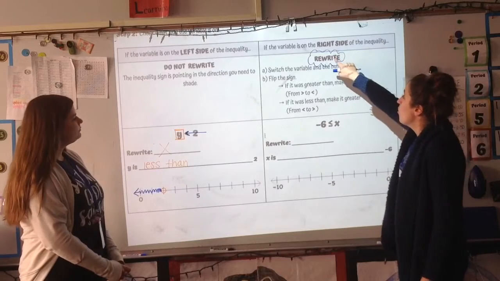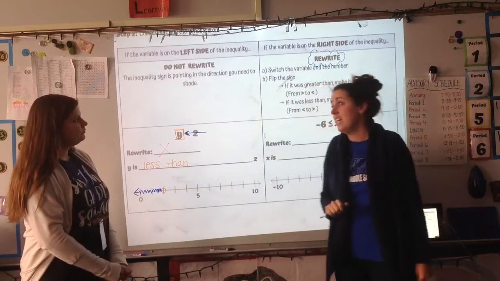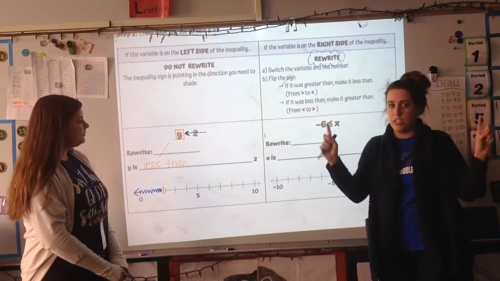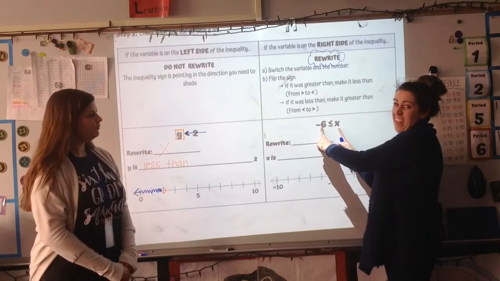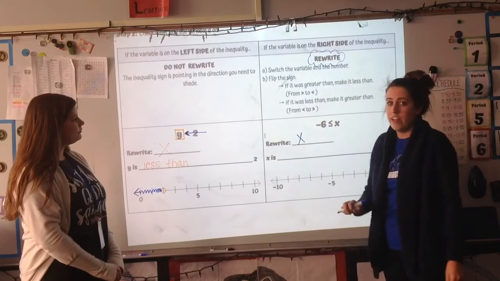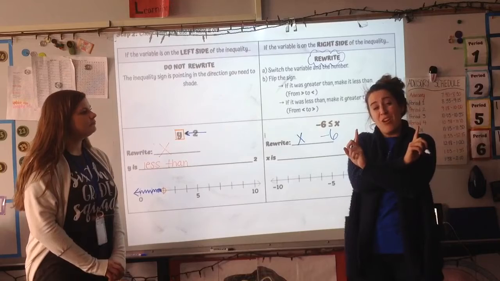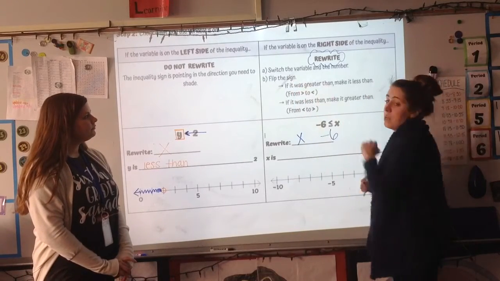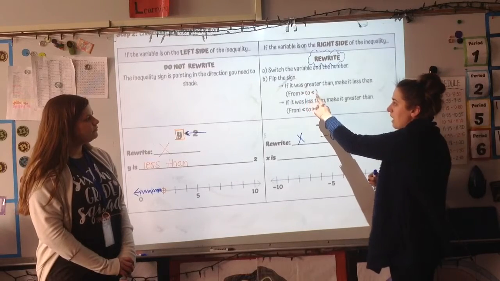Okay? We have to rewrite it so that it looks like this over here where the variable is on the left side. The first thing that we're going to do is switch the variable and the number. We're just flip-flopping them. Right now it's -6 on the left and the x is on the right. We're going to flip-flop those. I'm going to write the x on the left and the -6 on the right. But if I flip-flopped those, I have to flip around our inequality sign as well. So the next step is to flip the sign. For example, if it was greater than, it's going to become less than.